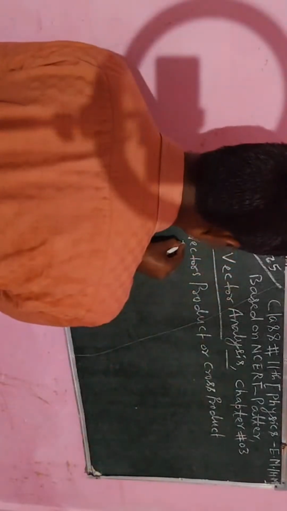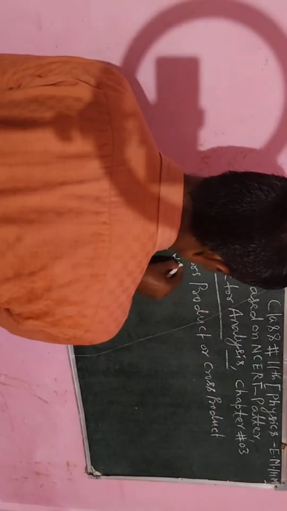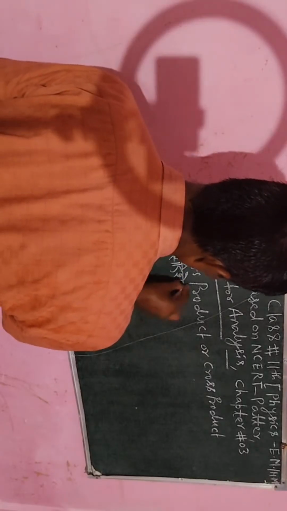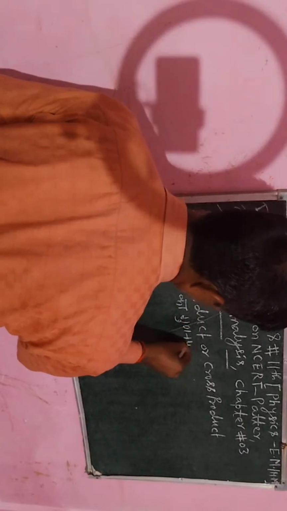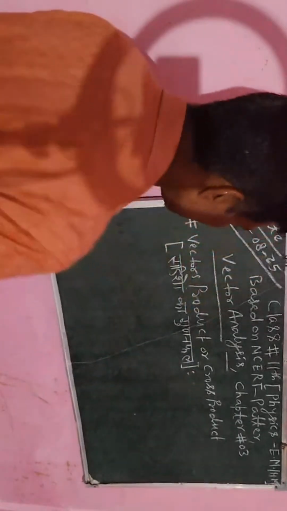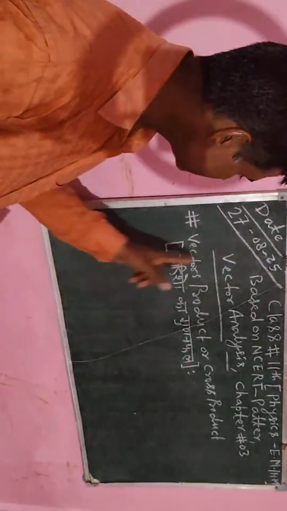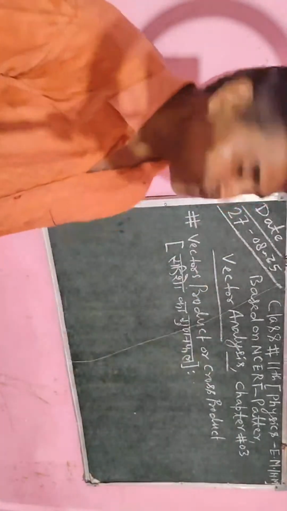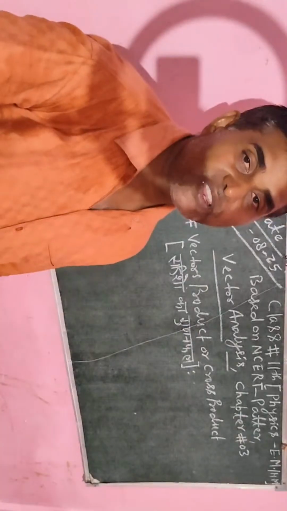In other words, in Hindi I can write here सदिशों का गुणनफल. So each and every student has to concentrate on this topic. That is, the topic name is vector product or vectors product or cross product. In Hindi it is written सदिशों का गुणनफल. So this is a very important topic.